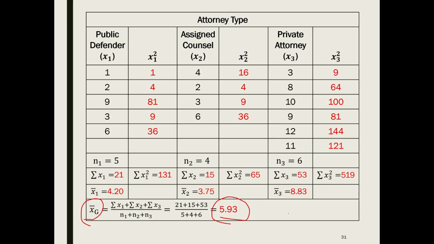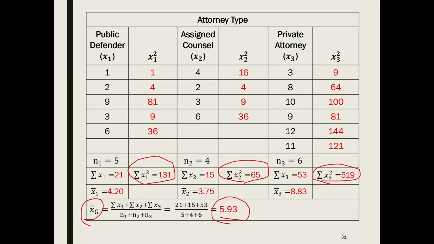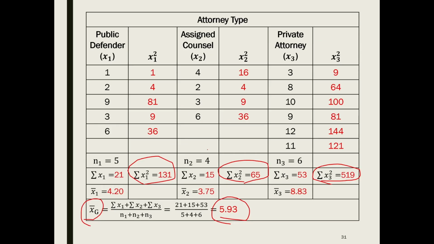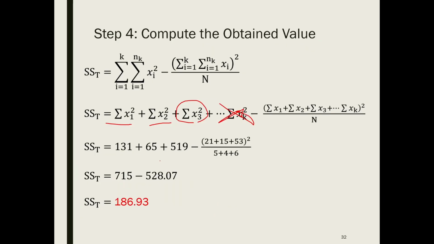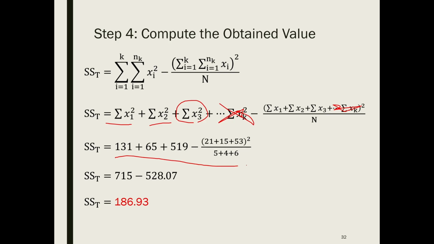Once you have everything here, then you will have everything in the formula. So take a look at the formula. Do you have sigma x1 square? Yes. Sigma x2 square? Yes. Sigma x3 square? Yes. Sum of the x1? Yes. Sum of the x2? Yes. Sum of the x3? Yes. And that's it. You replace those things with the numbers, and again make sure that you calculate one by one, and you will have the SST as a final 186.93. That's just for the SST.